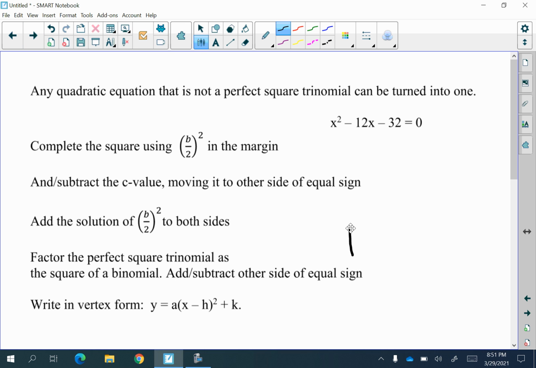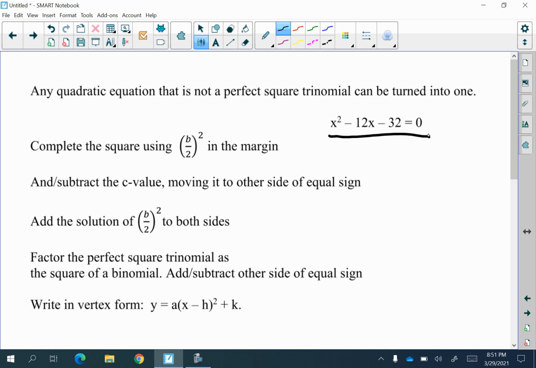Okay, so let me erase that one. I don't know how that popped up there, but we need to erase this. Hold on one second here. Okay. So we have our equation here.